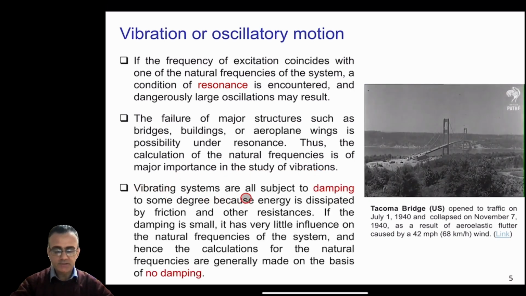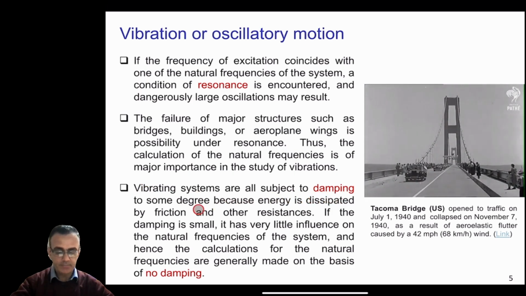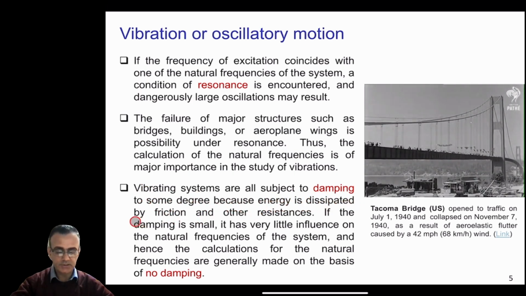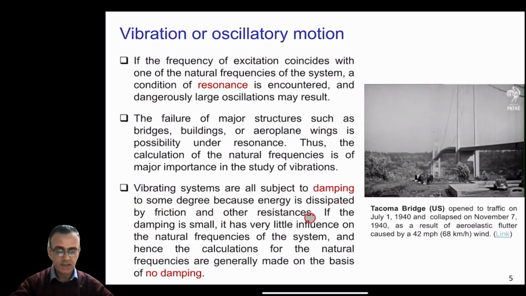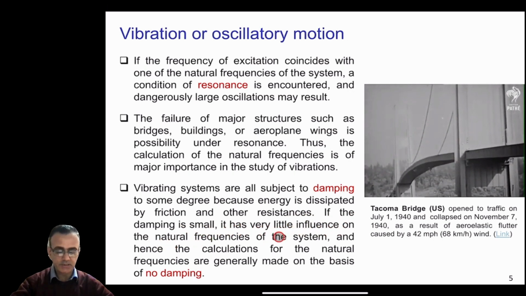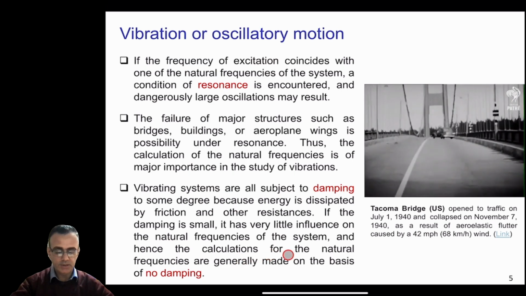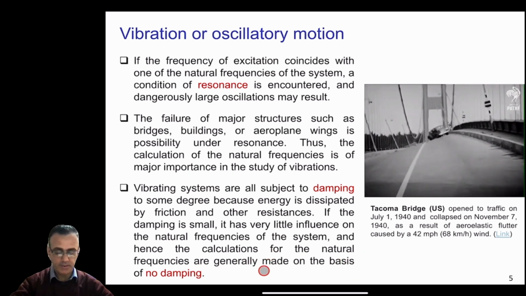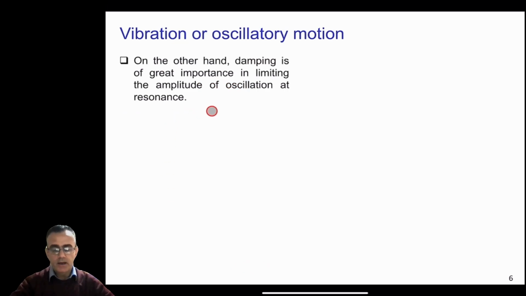Vibrating systems are all subject to damping to some degree because energy is dissipated by friction and other resistance. If the damping is small, it has very little influence on the natural frequencies of the system, and hence the calculation for the natural frequencies is generally made on the basis of no damping. On the other hand, damping is of great importance in limiting the amplitude of oscillation at resonance. So we will discuss damping mainly in the next lecture. In today's lecture, we will mainly be concentrating on the undamped free vibration.